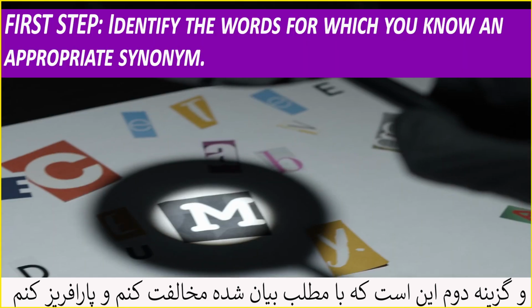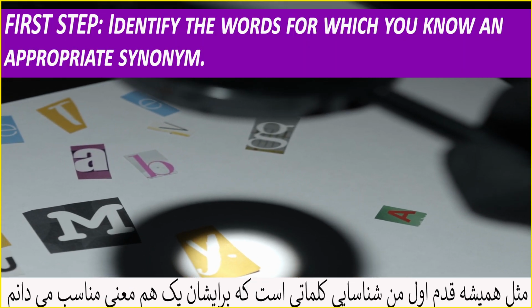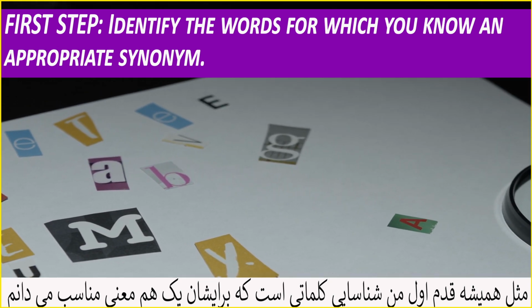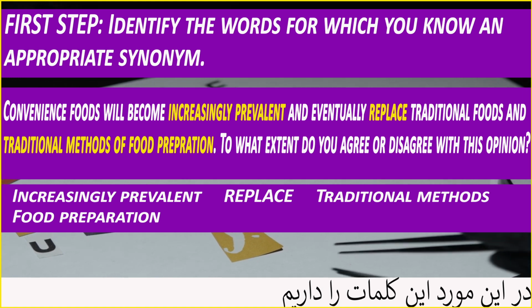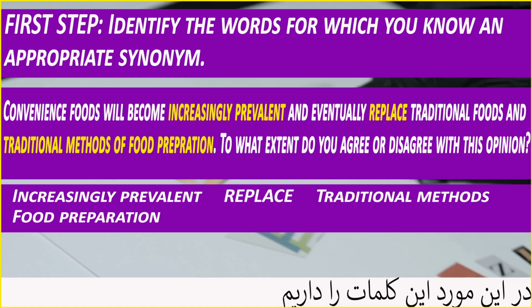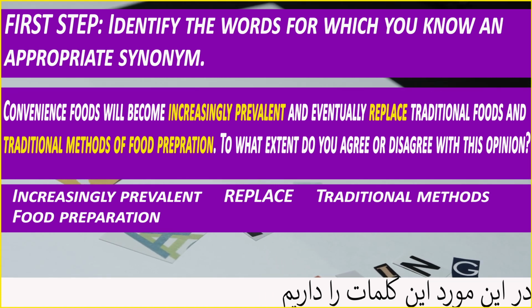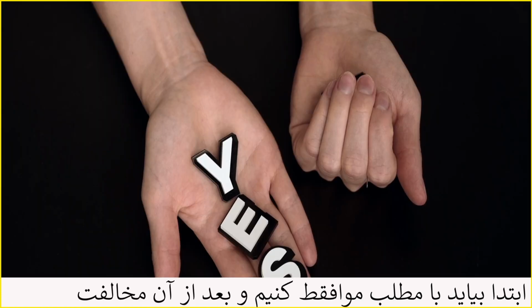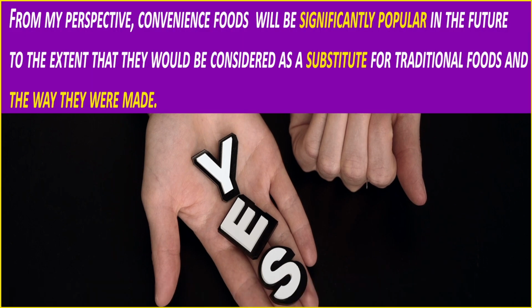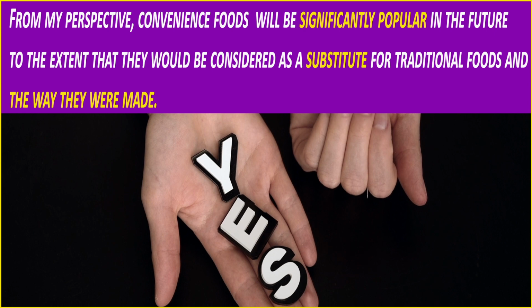paraphrasing. As usual, my first step is identifying the words which I know an appropriate synonym for. In this case we have increasingly prevalent, replace, traditional methods, and food preparation. First, let's agree with the statement and then disagree. From my perspective, convenience foods will be significantly popular in the future to the extent that they would be considered as a substitute for traditional foods and the way they were made.